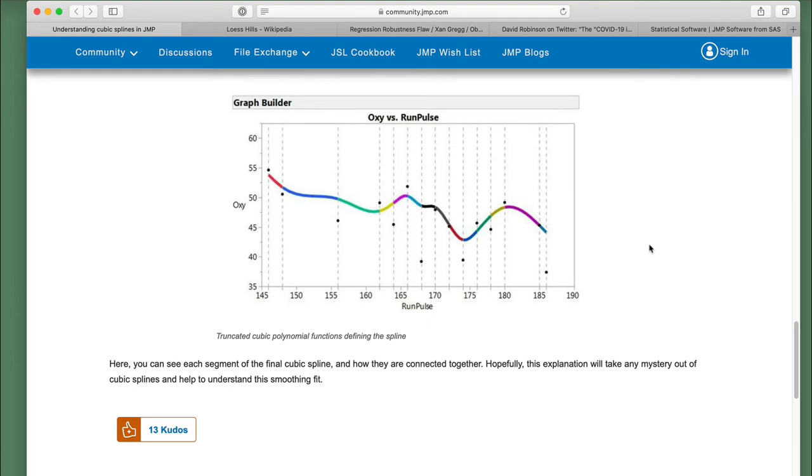So that's how the cubic spline is fit, but the real work is in the linear algebra for doing all those fits all at once in a very fast way. So it makes it so useful.